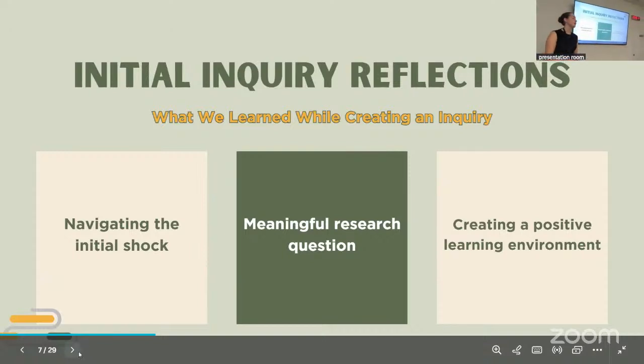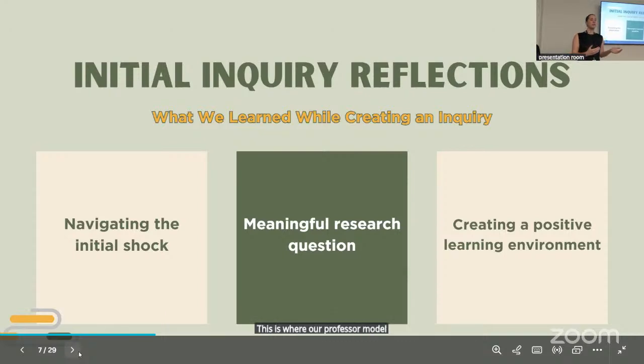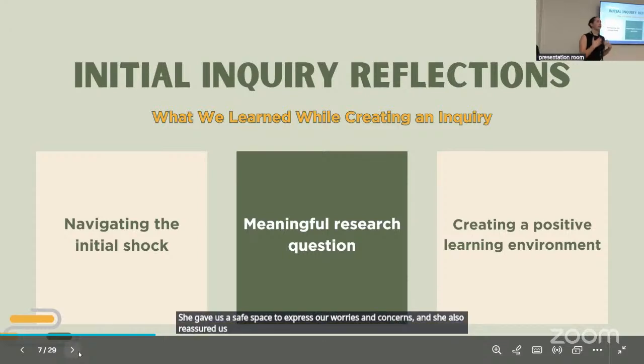Now, when we first started this inquiry project, we were all quite overwhelmed since none of us came from a research or a science background. This is where our professor modeled what our future students need from us. She gave us a safe space to express our worries and concerns, and she also reassured us throughout the course that our feelings are normal, it all comes with stepping outside of your comfort zone, and it will all work out in the end.